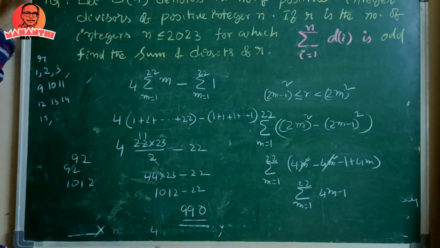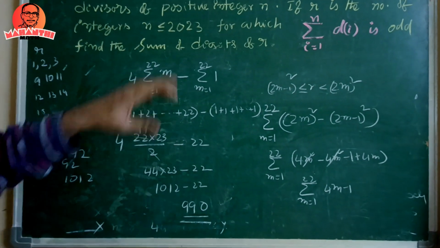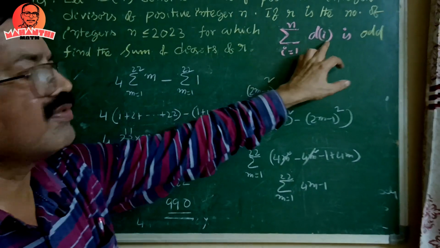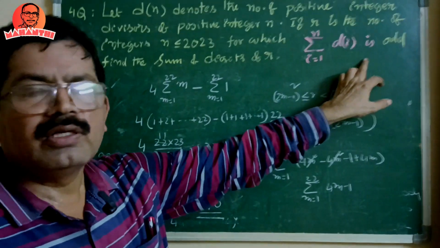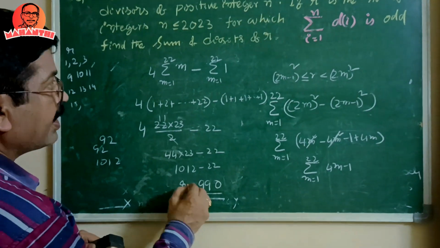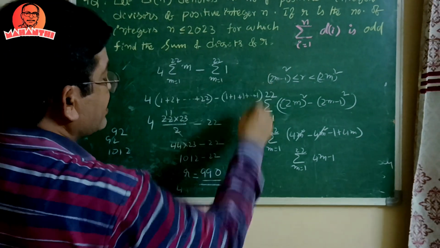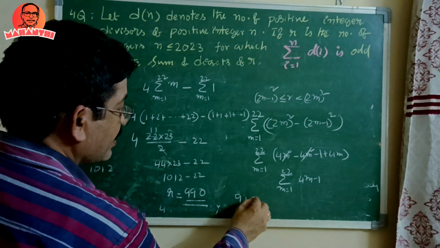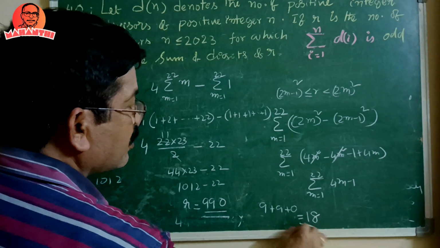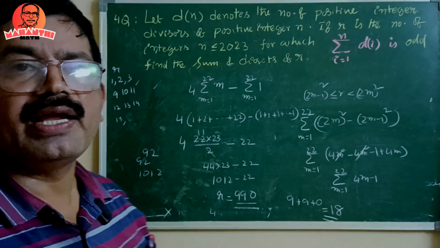That is the number of positive integers less than 2023 for which this one is an odd number. So this is the R value. R equal to 990, and the sum of digits of R is 9 plus 9 plus 0, that is 18. So the answer for this question is 18.